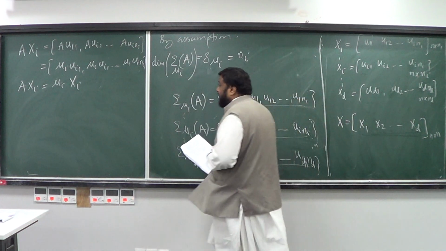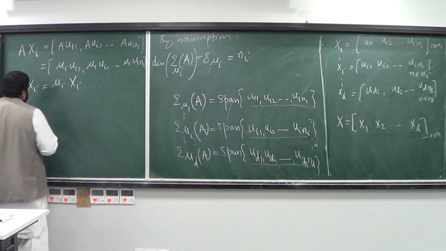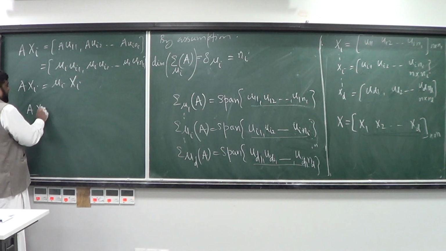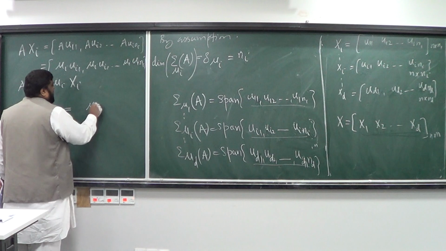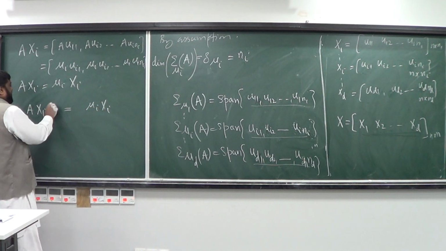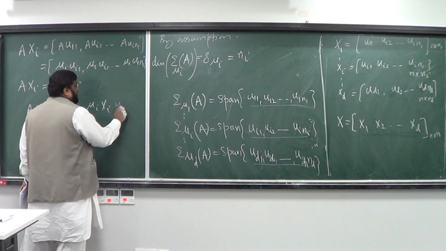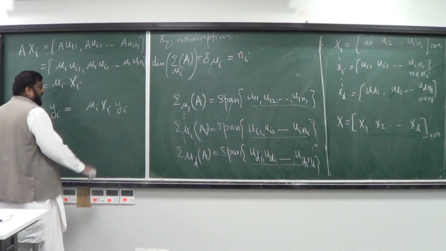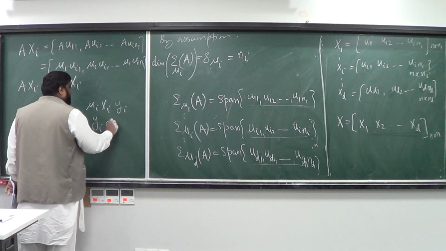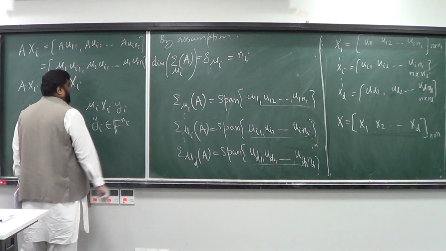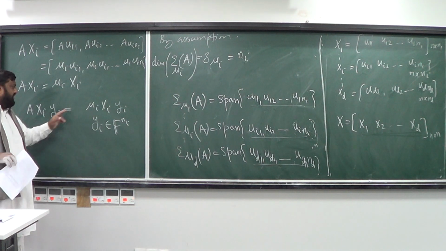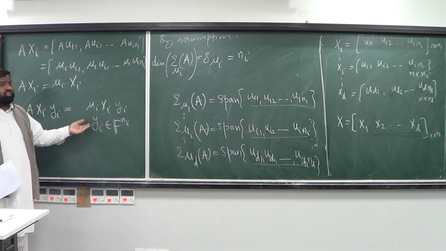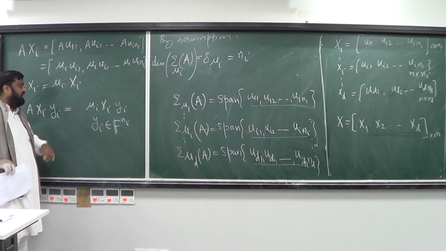Okay, mu_i. Now, if you multiply mu_i X_i with the vectors y_i onto both sides, where y_i are the elements of F^{n_i}, so they are the vectors of the length n_i, so that both of these products make sense actually. Since you have this equality, you're going to have this equality actually.